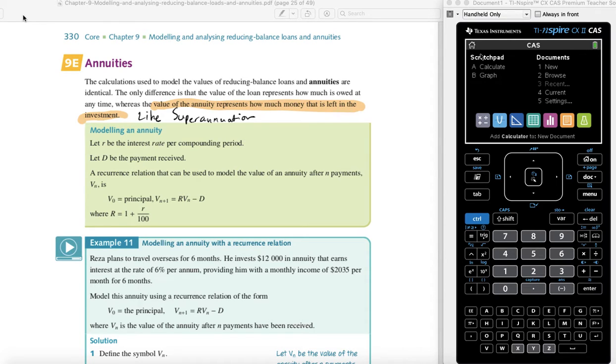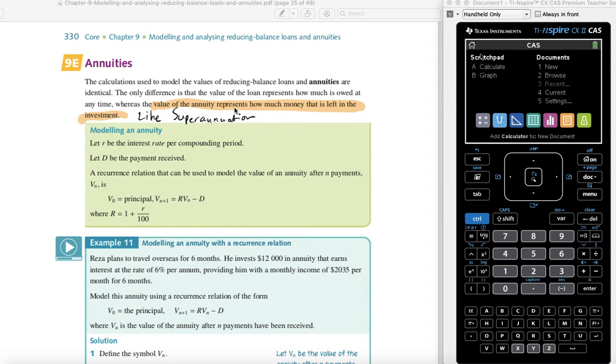Hello. Today we're going to be looking at annuities, and annuities are just reducing balance loans. They're exactly the same thing, but in this case, instead of showing how much is owing on the loan, it's going to represent how much money is left in an investment. And this is why I've written superannuation, like annuities, superannuation.